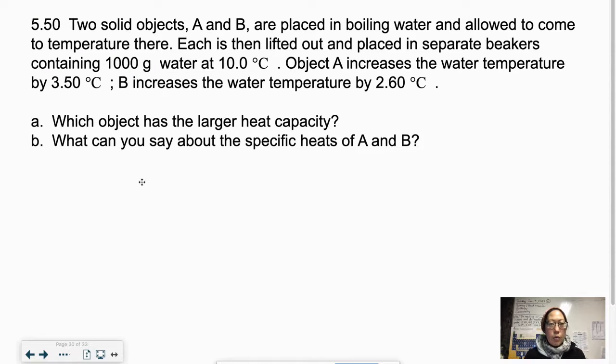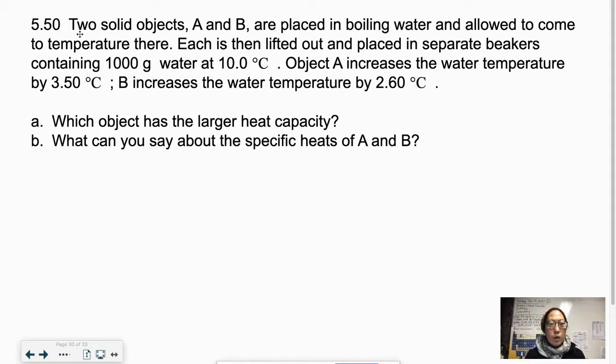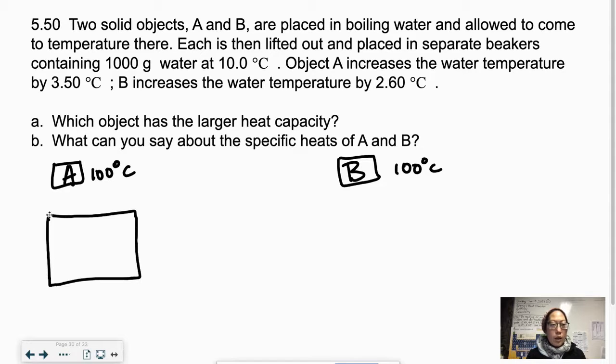All right, we actually did not do this problem in class. We skipped it and went to 5.50, where we have two solid objects, A and B, and these are placed in boiling water and allowed to come to temperature there. Let's just make them little cubes. They're both at 100 degrees C initially. And then we have a container of 1,000 grams of water at 10 degrees C.